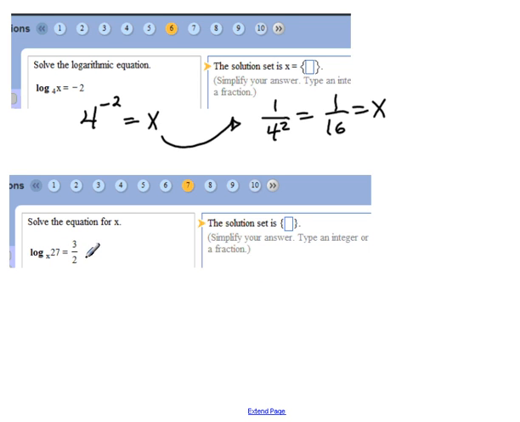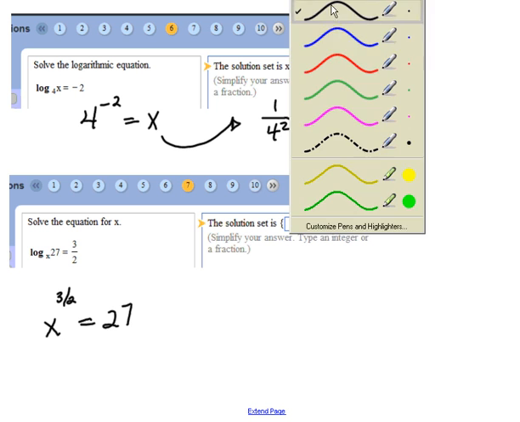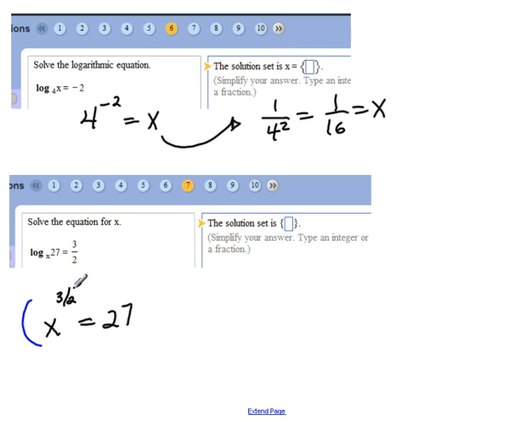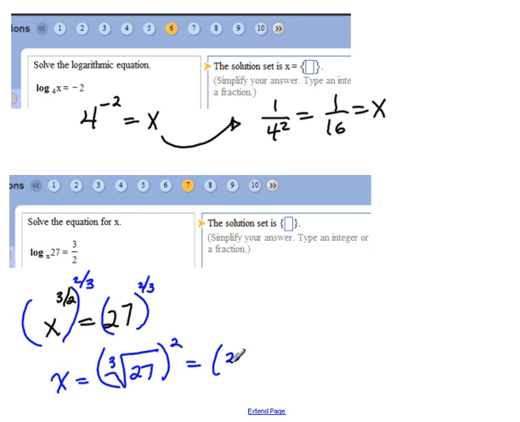Log base x of 27 equals 3 halves would mean that x to the 3 halves is equal to 27. Okay? So to get the x by itself, we're going to need to raise both sides to the what power? To the 2/3 power. So this would give us that x is equal to 27 to the 2/3, which is really the cube root of 27 squared, which would be 3 squared, or 9.